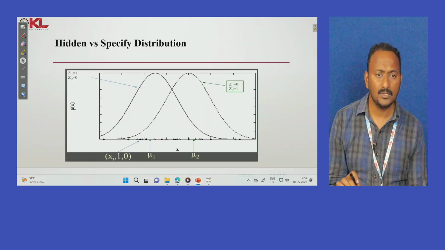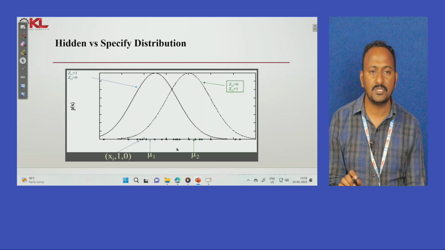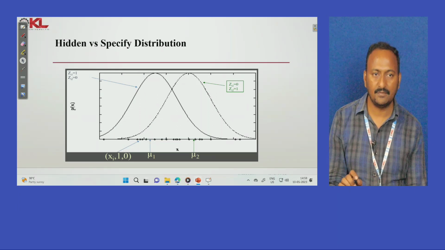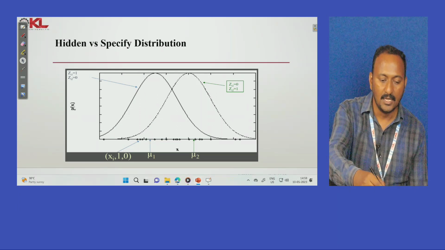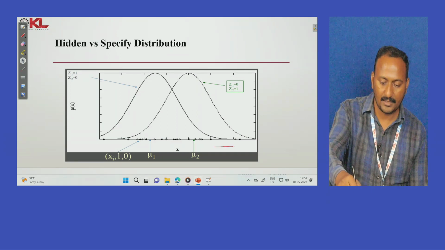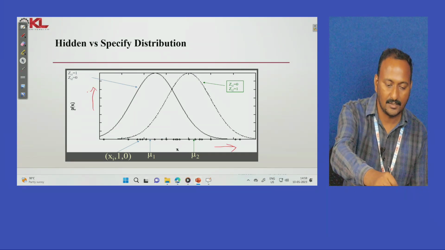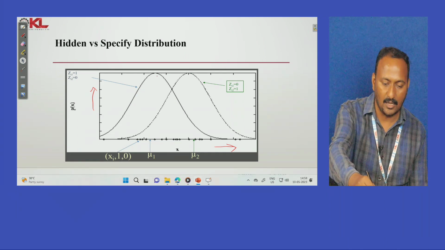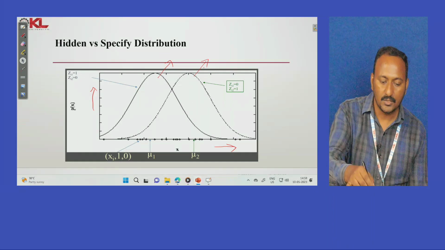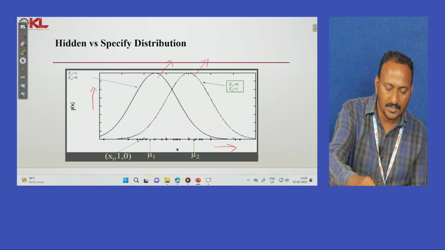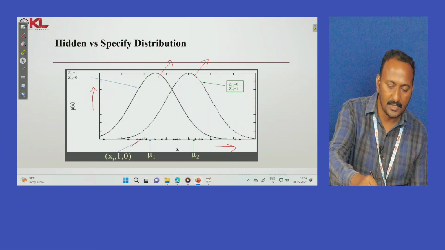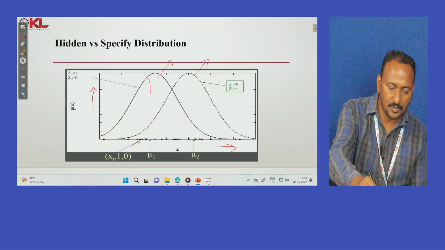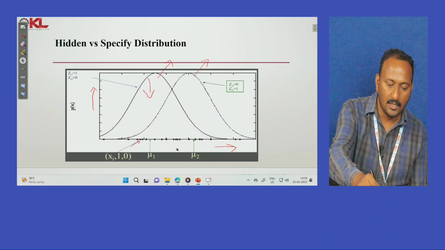Here is the diagrammatical representation of our distributions with the hidden and specified distributions. On the x-axis we are taking the instances, on the y-axis we are taking the probability density function, and this is the first Gaussian distribution and this is the second Gaussian distribution. If you consider this particular instance, it is denoted as xi comma 1 comma 0. It indicates that this particular instance is generated by this first distribution.